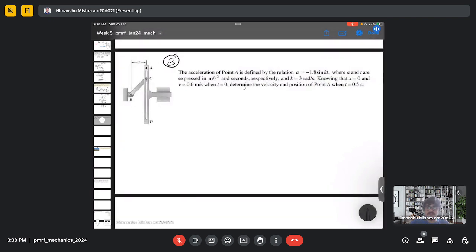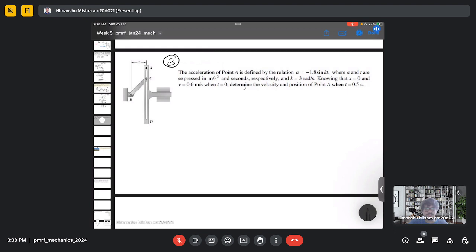So here we have the acceleration of a point A defined by the relation a equals minus 0.8 sine kt, where a and t are expressed in meter per second square and in second, and we have given k as 3 rad per second. Knowing that x equals 0 and v equals 0.6 initially, determine the velocity and position for a time 0.5 seconds.